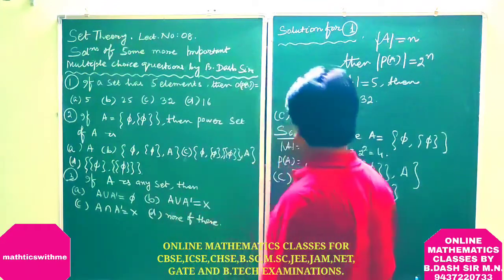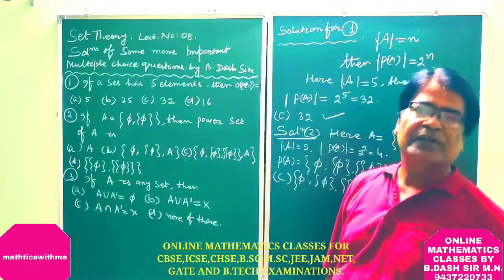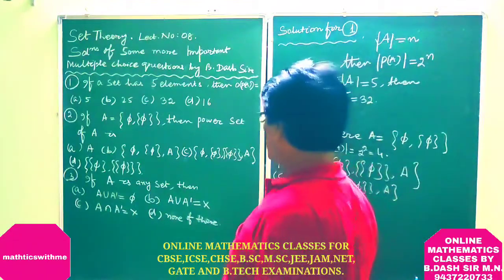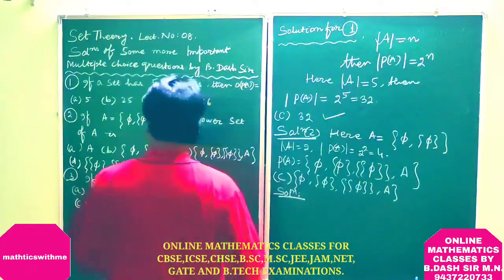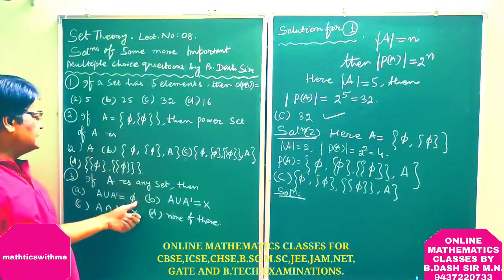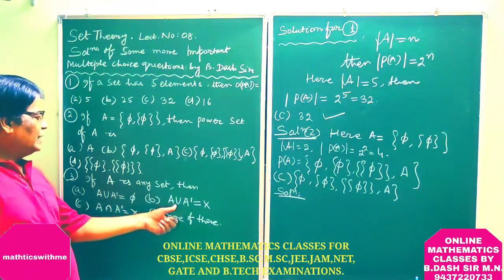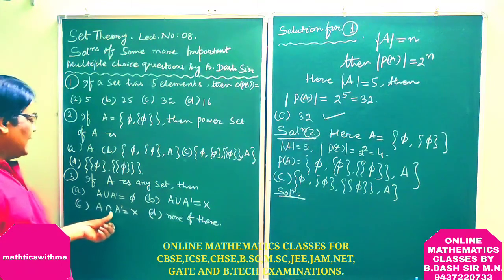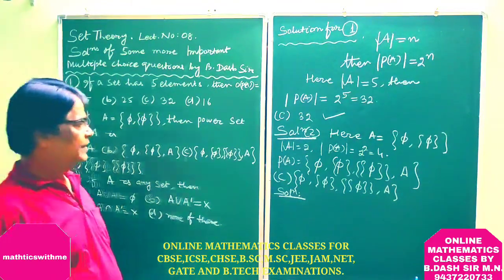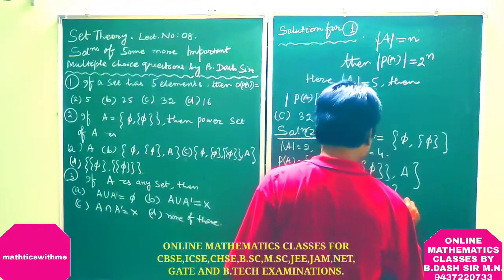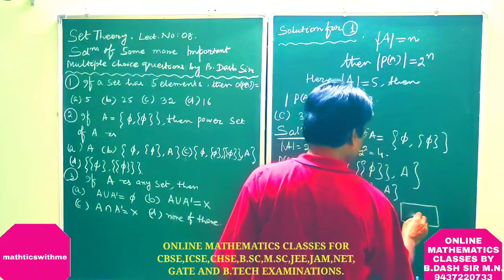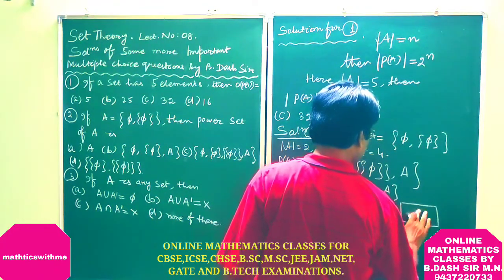So now let us proceed to solve question number 3. In question number 3, if A is any set, then A union A dash is equal to phi, A union A dash is equal to X, A intersection A dash is equal to X, none of these. So now here X is the universal set, and A is any set we take here.